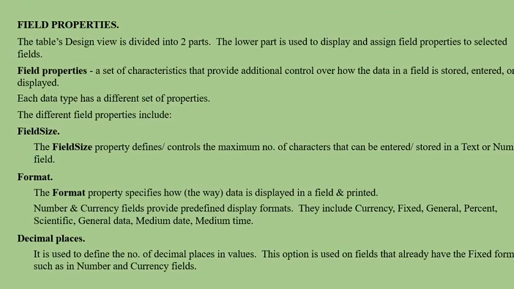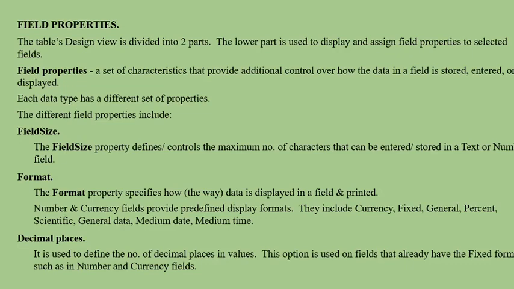We also agreed that in a table, we have field properties. The table's design view is divided into two parts. The lowest part is used to display and assign field properties to selected fields. Field properties is a set of characteristics that provide additional control over how the data in a field is stored, entered, or displayed. Each data type has different sets of properties. The different field properties include, therefore, these are the field properties. Remember, I had shown you where they are when we created a table in design view.